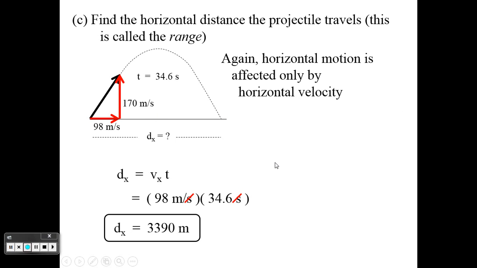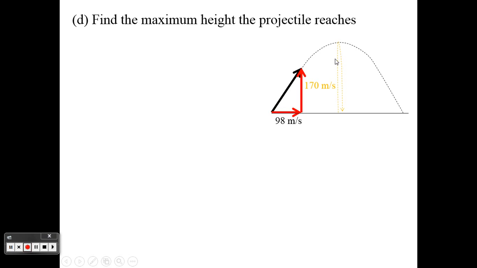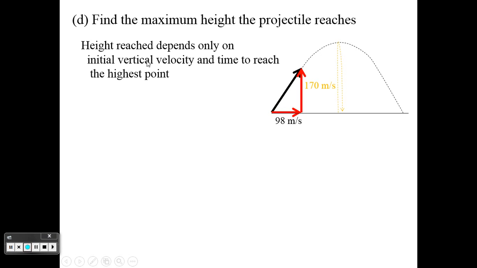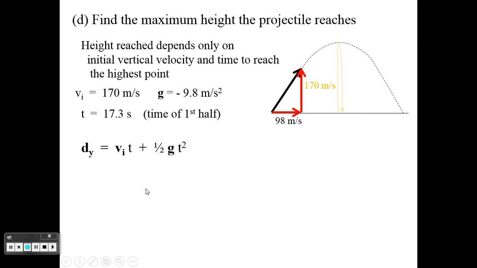Now let's find the maximum height that the projectile reaches. We're looking for the vertical displacement. The height reached depends only on two things: how fast it was going up and the time it took to get there, which are related. So here's my data table: v sub i, g, considering only the first half, 17.3 seconds of flight time to get there. And I can use this expression. Incidentally, you could have also used v sub f is equal to 0 in a different motion equation. I just chose to use this one.